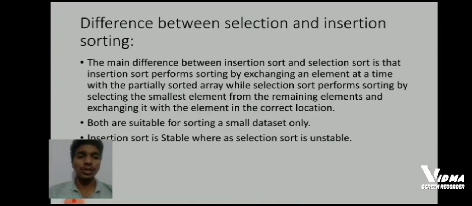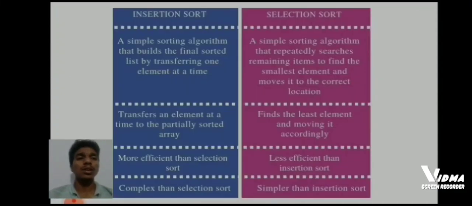Both are suitable for sorting a small dataset only. Insertion sort is stable, whereas selection sort is unstable. So selection sort is an unstable one and insertion sort is a stable one. Insertion sort and selection sort.